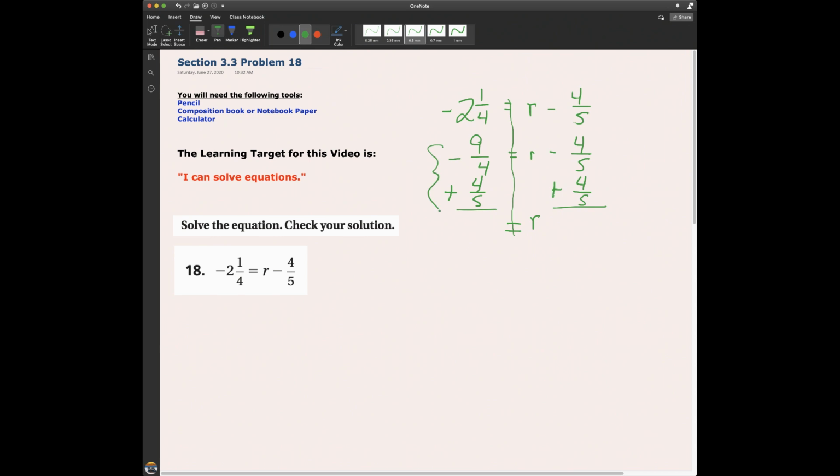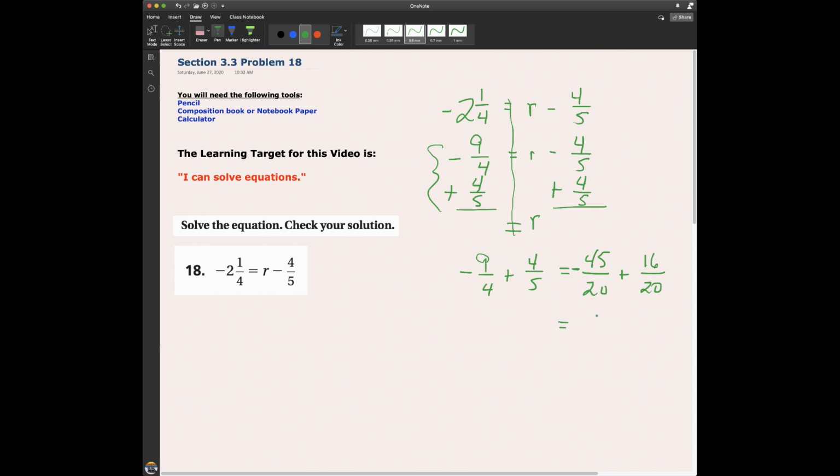All right, so now we have to deal with this part of the problem. So let's come over here and figure out what is -9/4 plus 4/5. So I need a common denominator, which would be 20. So to get to 20 in this rational number, I need to multiply by 5, and that's still going to be negative. And 9 times 5 is 45. To get from 5 to 20, I need to multiply by 4. So 4 times 4 is 16.